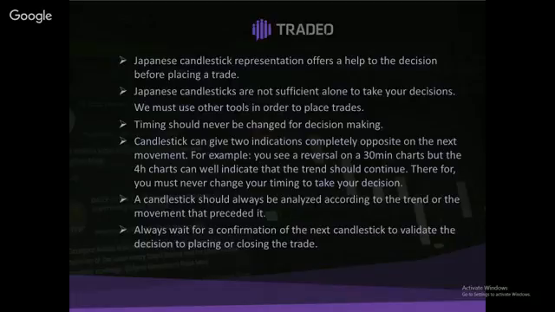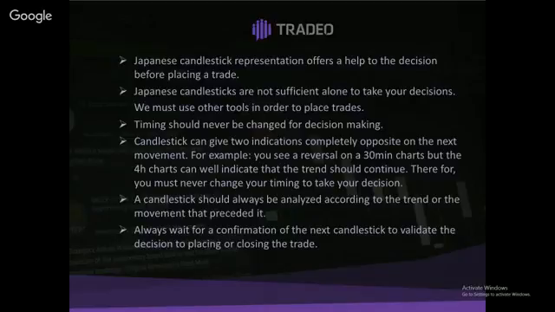Japanese candlesticks are not sufficient alone to take your decision. We must use other tools in order to place trades. It's the same thing as what we said. Timing should never be changed for decision making. Meaning, when you're looking, candlesticks can give two indications. Yes, that's the continuing of that. Candlesticks can give two completely opposite indications on the next movement.